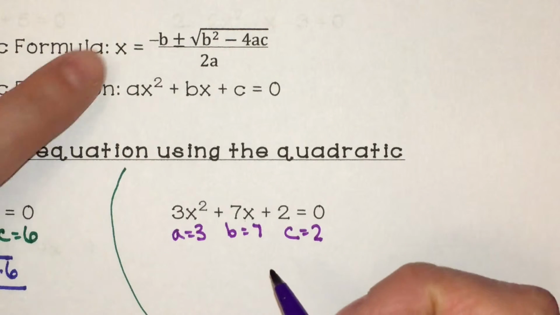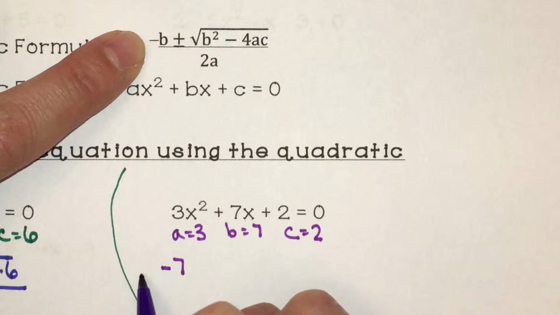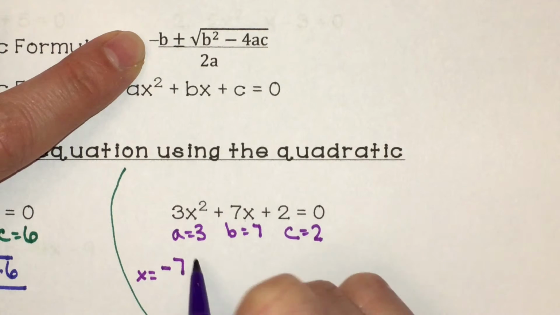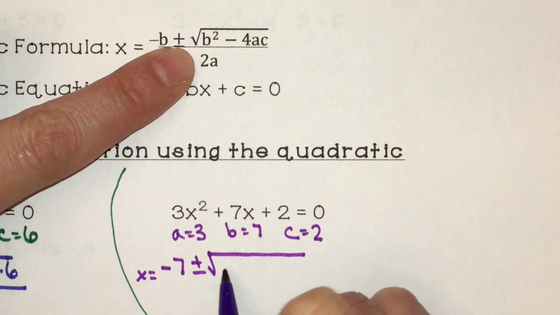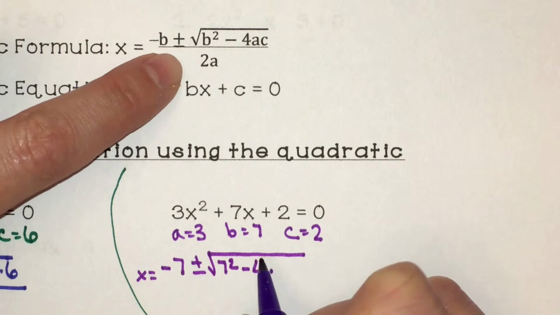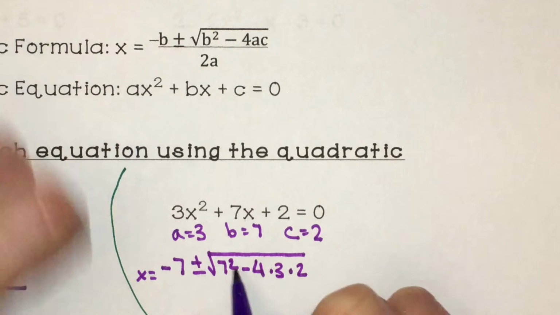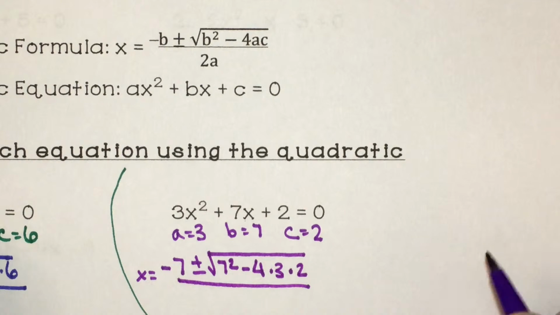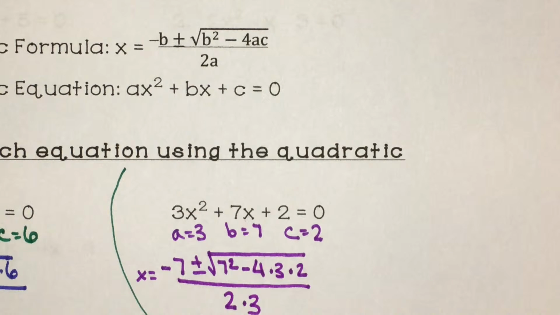Okay, so we're going to plug it in. We have negative, the b value is 7. This is what x equals. Plus and minus the square root of b squared, so 7 squared, minus 4 times the a term, which is 3, times the c term, which is 2. All of this is over 2 times the a term, which is 3.